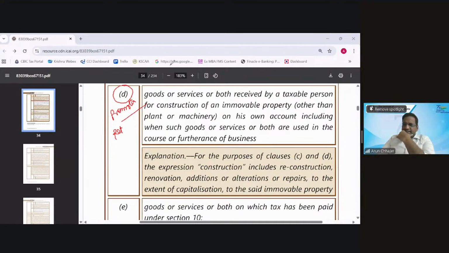What is the meaning of SIT? SIT means stock entry. Okay. Now I am asking a couple of questions to you. If I am a promoter developer, whatever the expenditure I have incurred, goods and services, will I capitalize? Will I capitalize?